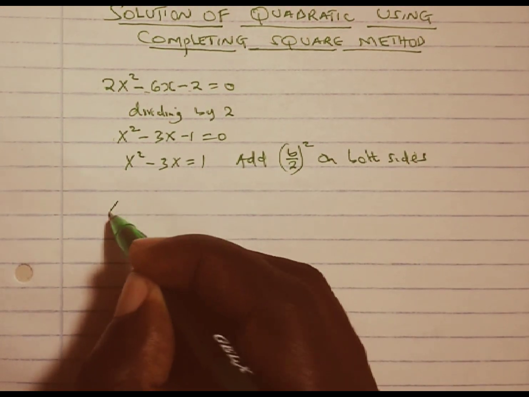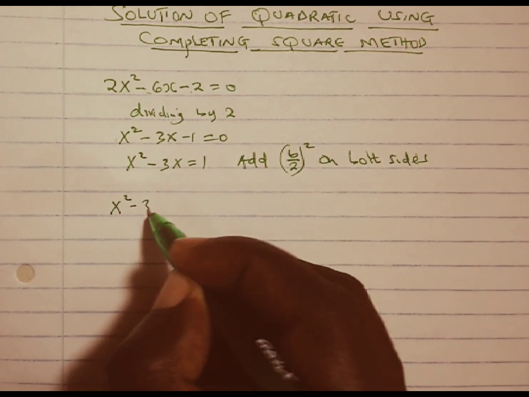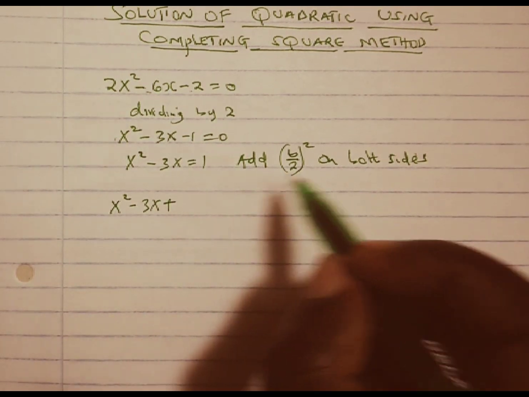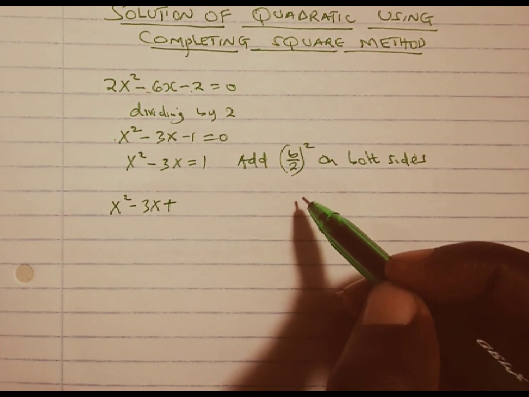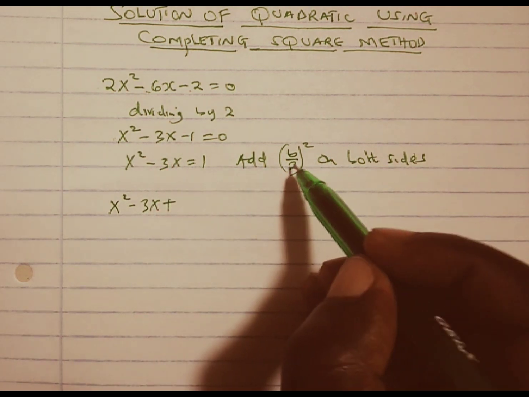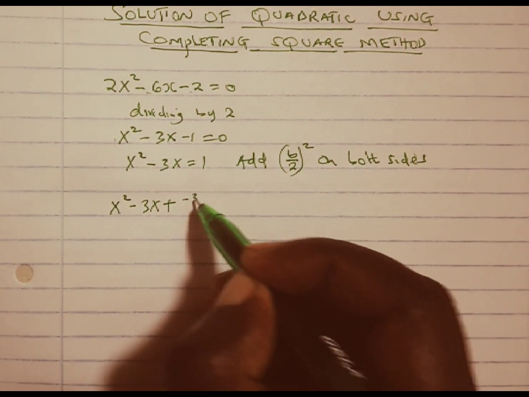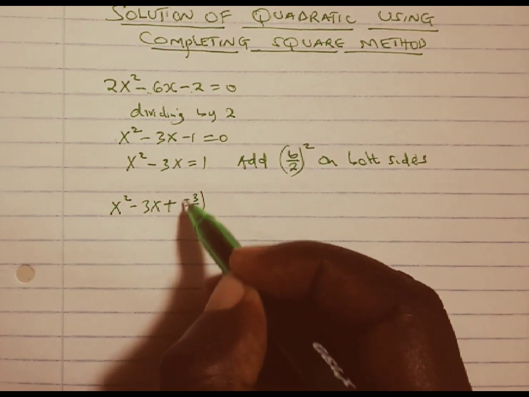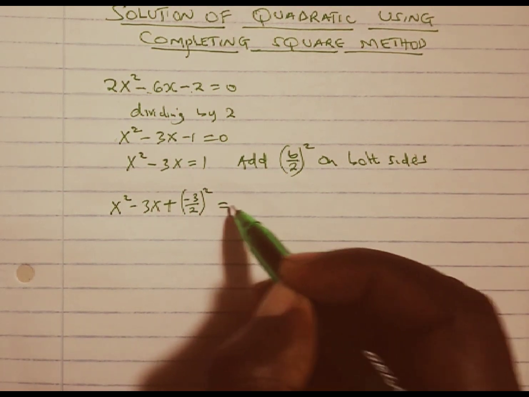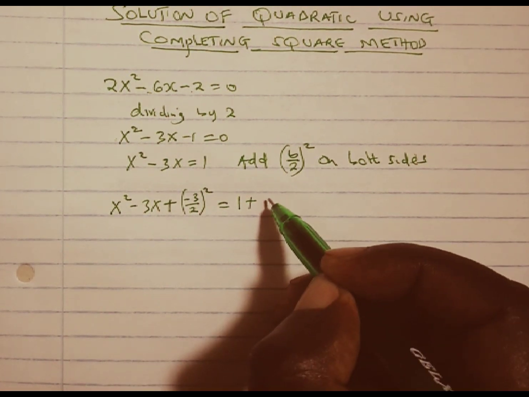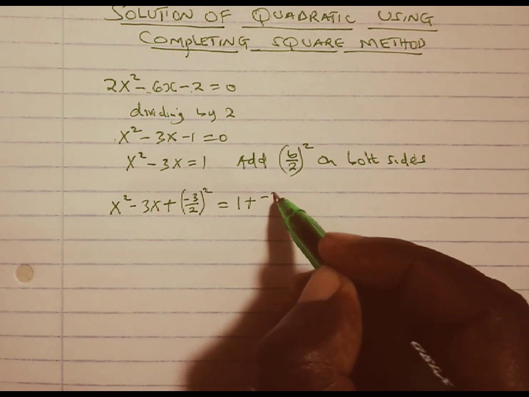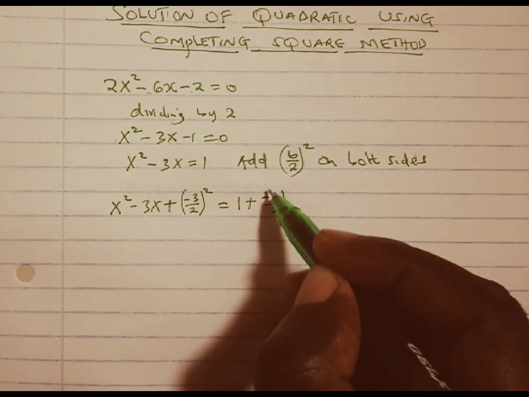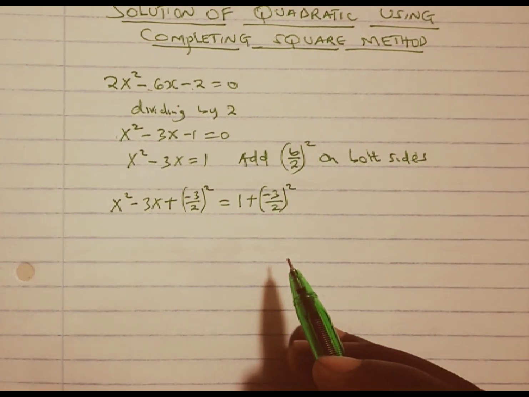We move down and have x squared minus 3x. We add b over 2 squared on both sides, and therefore we are going to have b being negative 3 divided by 2, which we square, and this will be equal to 1 plus again b, which is negative 3 divided by 2, then squared.